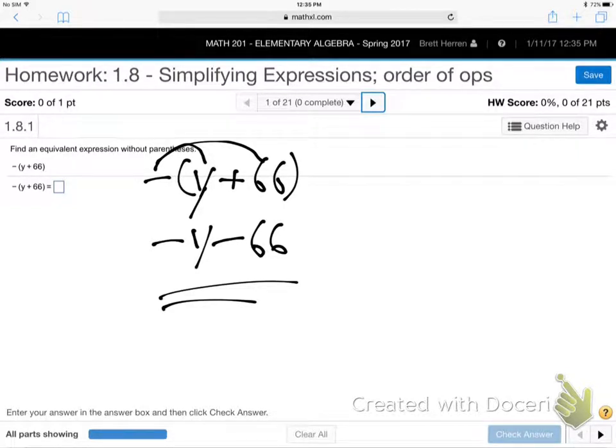Is that good? So just reminding us, anything in front of parentheses distributes in. Minus sign, number, letter, whatever. Anything in front of parentheses multiplies everything inside.